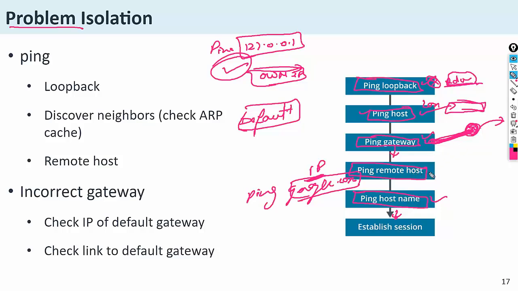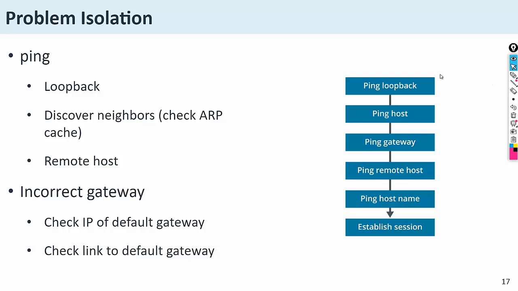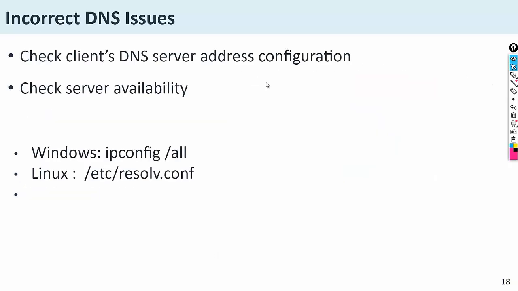So check for it. Ping the remote host. If you put in the IP address and you are able to ping the remote host but you are not able to ping with the host name, there is a problem with the DNS. So check the DNS configuration, flush the DNS, maybe there is a problem with the cache. After that, you can establish a connection, meaning open your browser and access google.com. So this is the process which you need to follow to get the problem resolved.